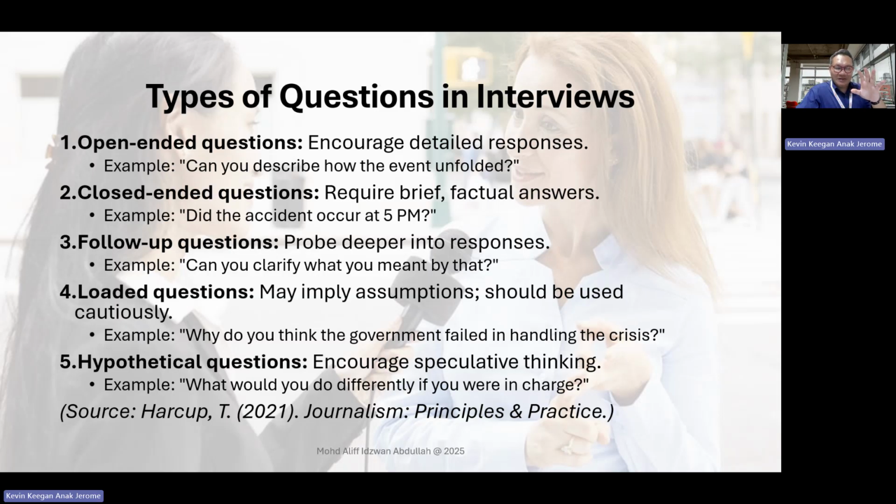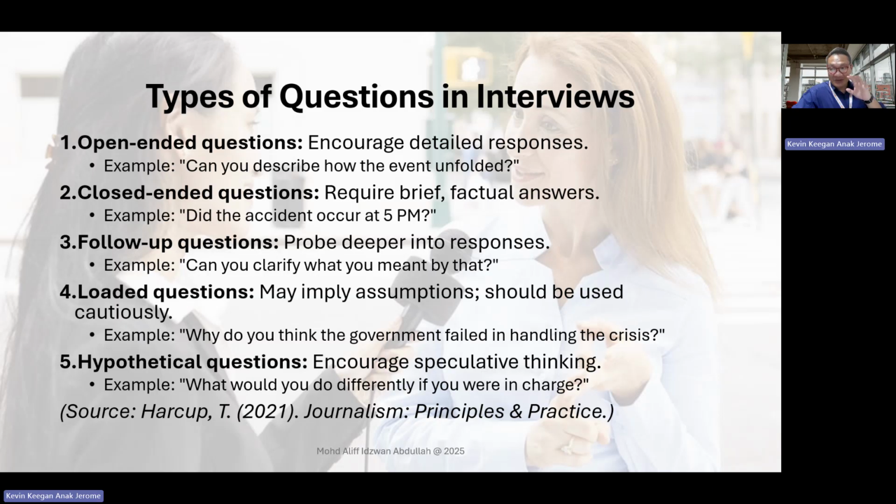It says you throw it to the speaker and let him answer. That's dangerous, because it's not scripted and the person can answer according to his or her bias. Quite dangerous, actually. Loaded question. Hypothetical question: encourage speculative thinking. Example, what would you do differently if you were in charge of the situation in the Middle East?